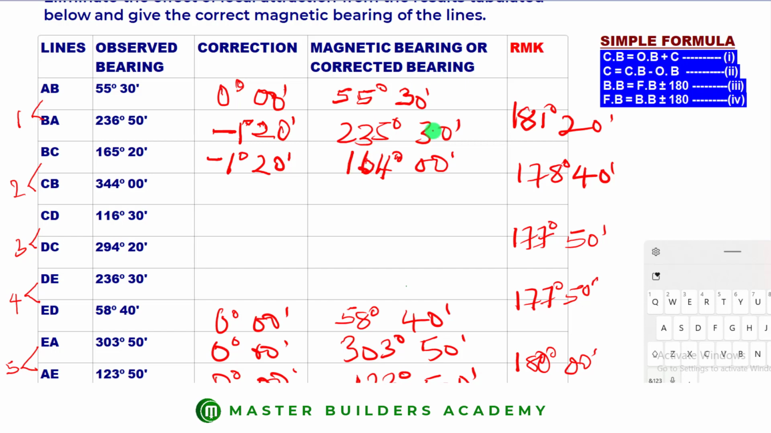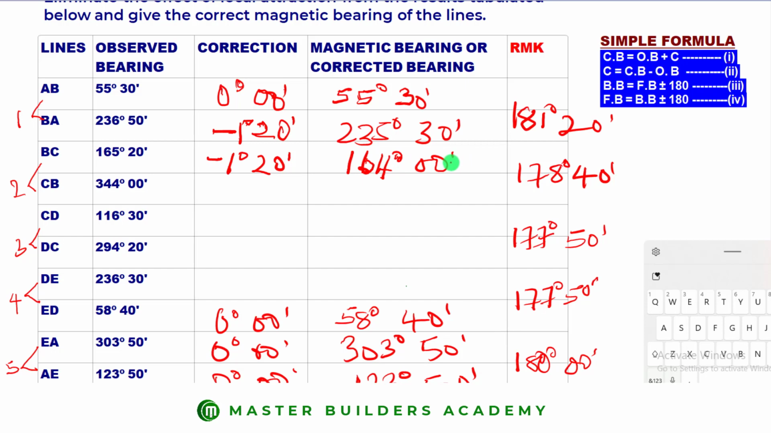Now this is it. Now I haven't obtained CB at station 2. We are at station 2, right? So we already know the fore bearing for station 2. So to get the back bearing now, we will use the value for the fore bearing, which is the corrected bearing. Now the fore bearing for BC already corrected is 164 degrees 00 minutes. And then from this value, we will obtain the back bearing, which is CB.